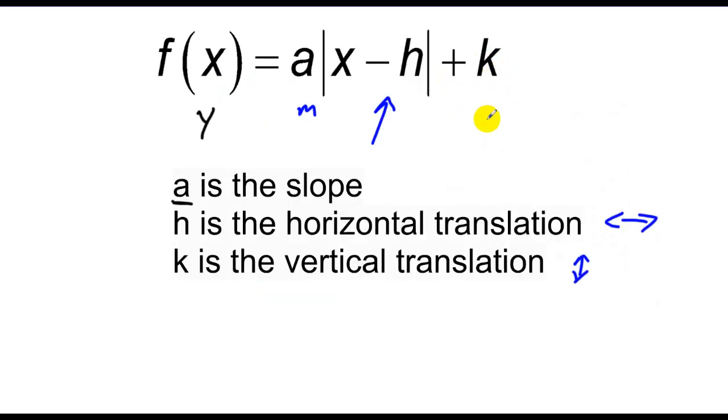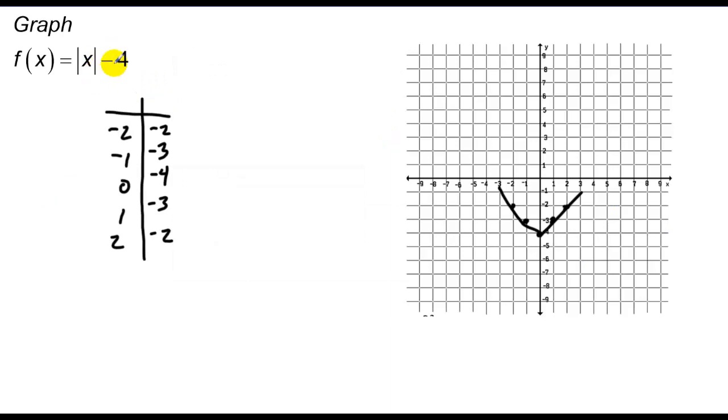K follows an addition sign. So outside of the absolute value was a negative. So if I wanted to make that a plus, a negative 4, K equals negative 4, and thus moves down 4, which it did.